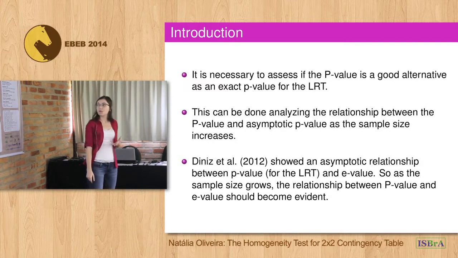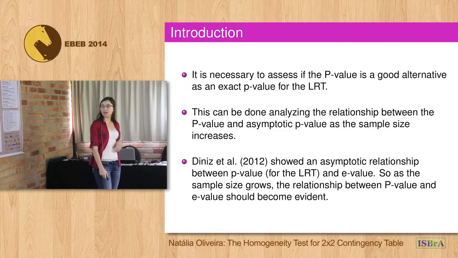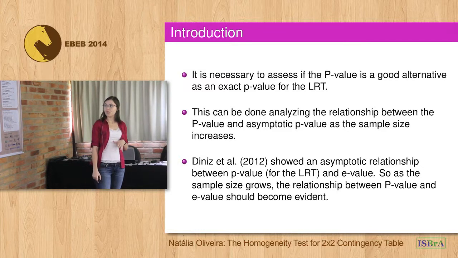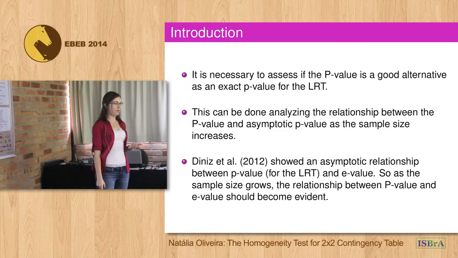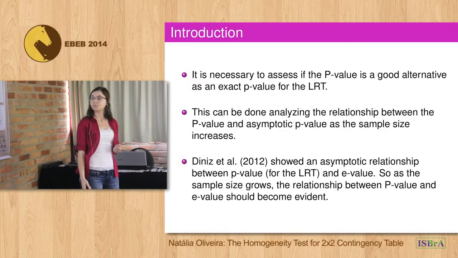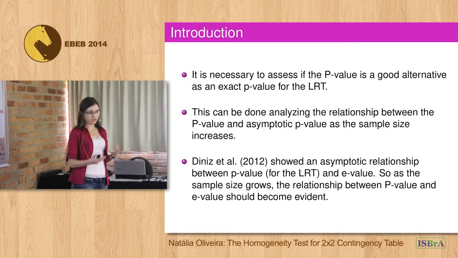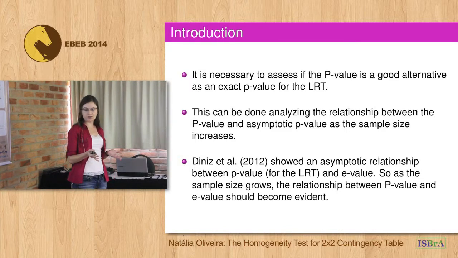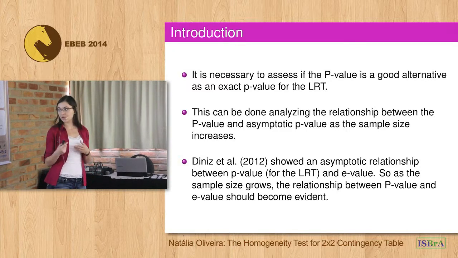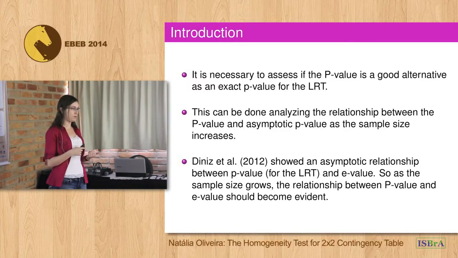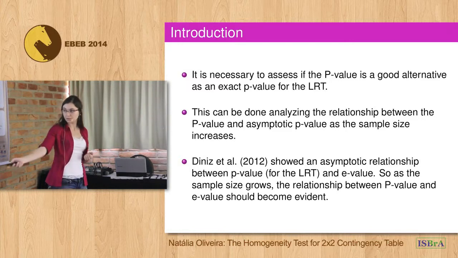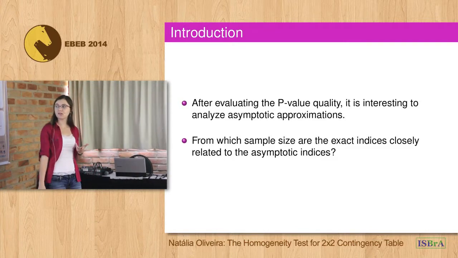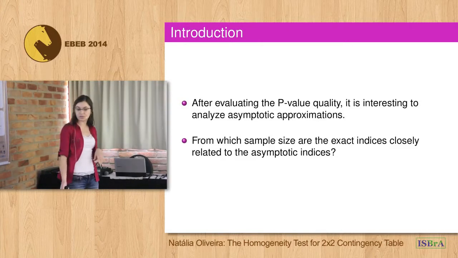So, with this new index, we need to evaluate if it's a good alternative for an exact p-value for the likelihood ratio test. And we're going to do that in two different ways. First, we're going to compare the capital P-value with the asymptotic p-value. Also, there is an asymptotic relationship between the e-value and the p-value for the likelihood ratio test, and we want to assure that the same relationship also holds between our capital P-value and the exact e-value. And after evaluating that, we want to know from which sample size the exact indices are closely related to the asymptotic ones.